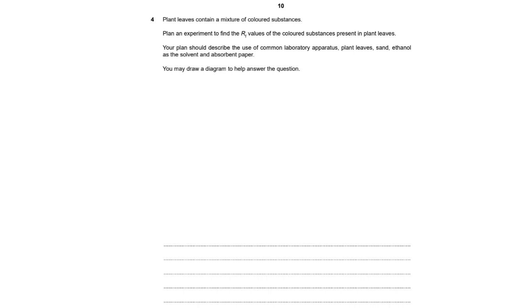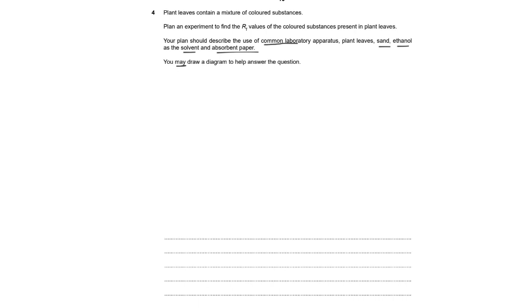Plant leaves contain a mixture of colored substances. Plan an experiment to find the Rf values of the colored substances present in plant leaves. Your plan should describe the use of common lab apparatus, plant leaves, sand, ethanol as a solvent, and absorbent paper. Okay, sand, and ethanol is being used as a solvent, and absorbent paper. You may draw a diagram to help answer the question. You may. You don't have to.